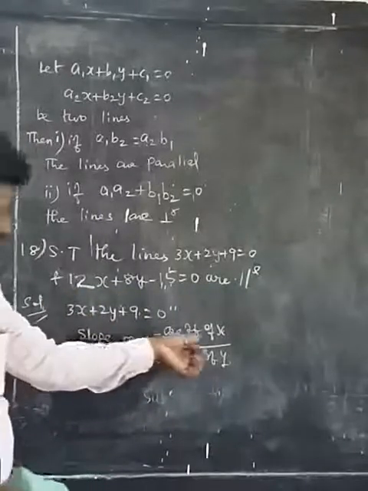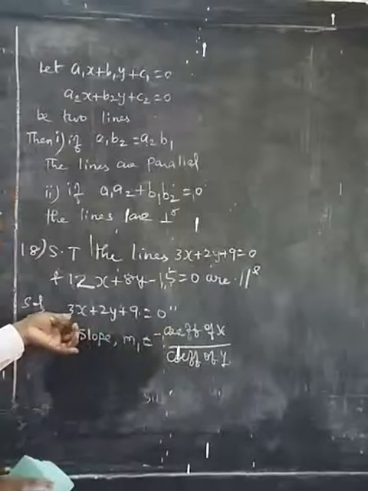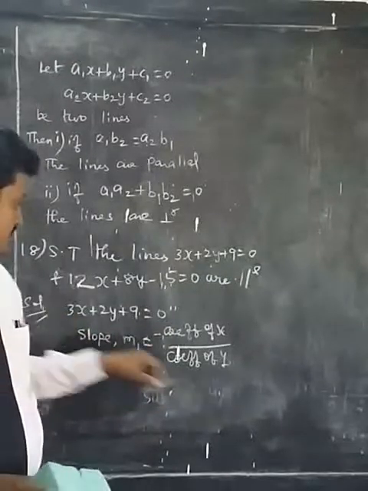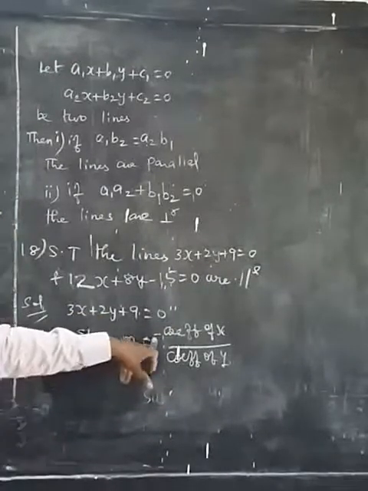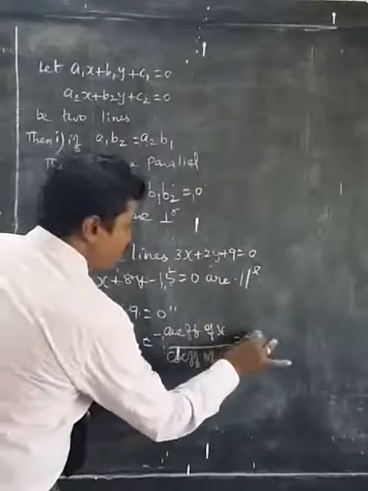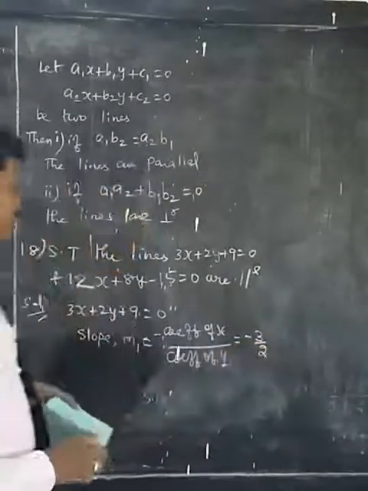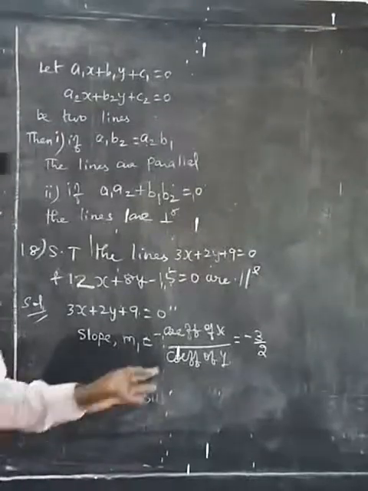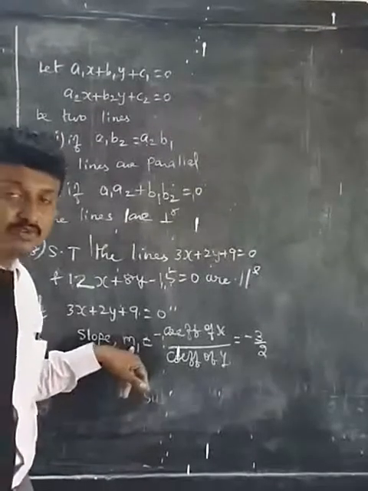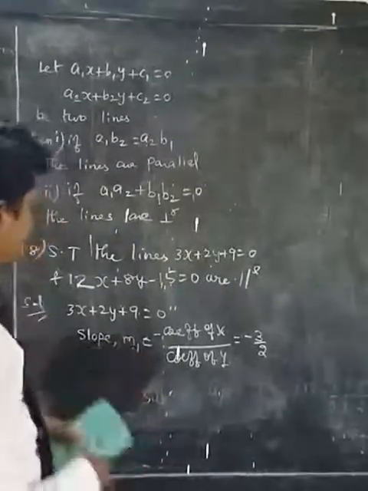What is the coefficient of x? Here it is 3, right? The coefficient of y here is 2 with the minus symbol. So the answer is minus 3 by 2. Minus 3 by 2 is nothing but m1.